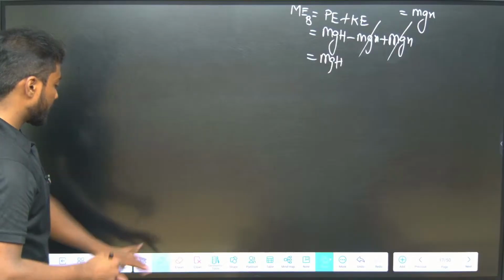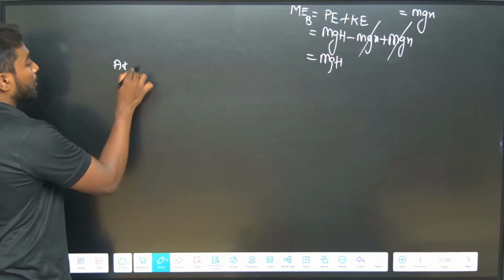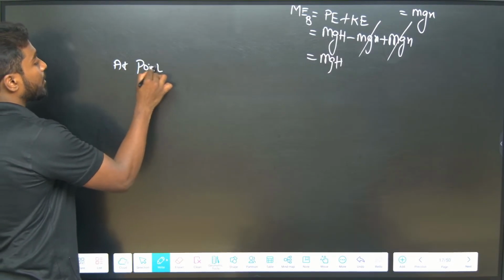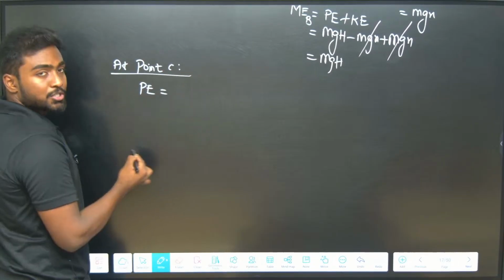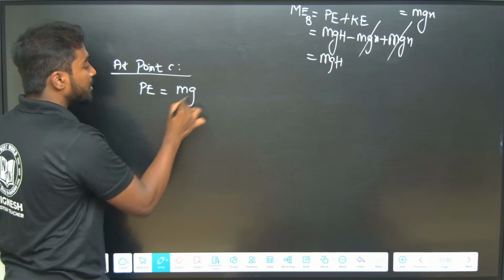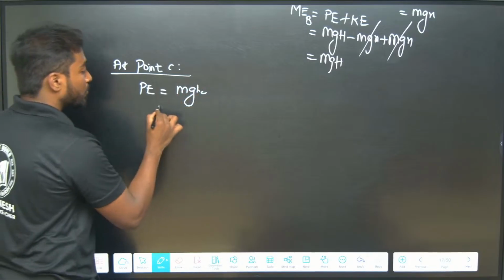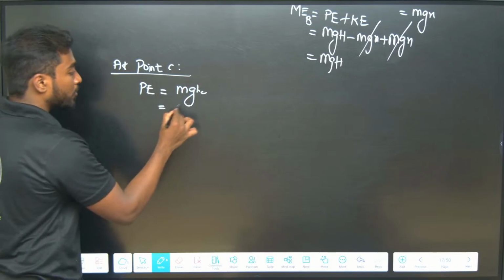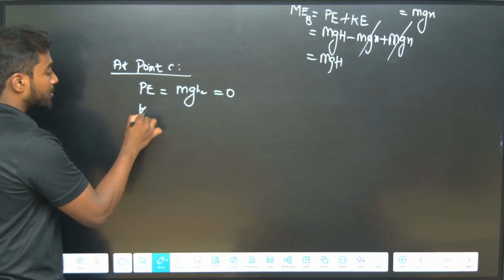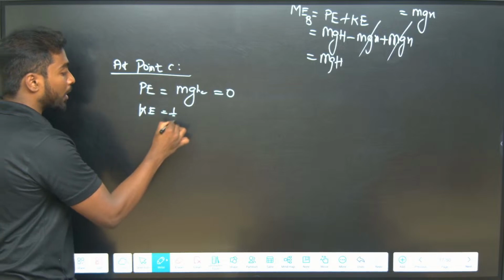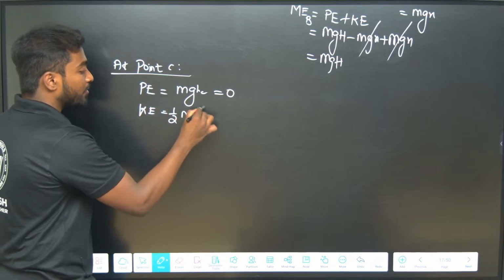Point C. At point C, potential energy is equal to mgh, height C. So, where hC is 0, potential energy will be 0. What about the kinetic energy? Kinetic energy should be equal to half m vC square.